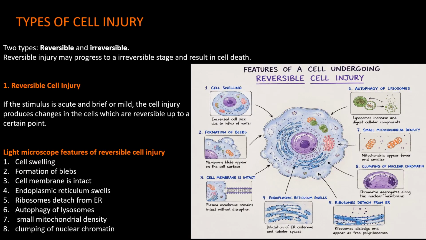Some of those features can be seen in the diagram here. The cell swells, and blebs form. Blebs are, as I said, elevations that you see on the surface of the cell membrane, which is intact. The endoplasmic reticulum will swell. Ribosomes will detach from the endoplasmic reticulum. The nuclear chromatin will clump and the mitochondria will appear fewer and small. And autophagy of the lysosome.